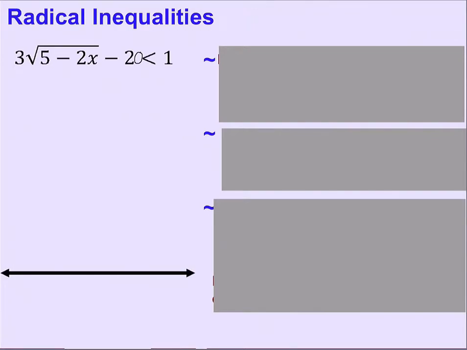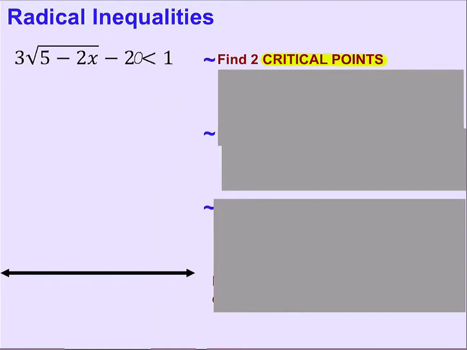Today we're going to solve radical inequalities, and you're going to see that the process is pretty different from what we did with the absolute value inequalities last unit. Let's dive right in. The process is a little bit complicated. So our first thing is to find the two critical points.